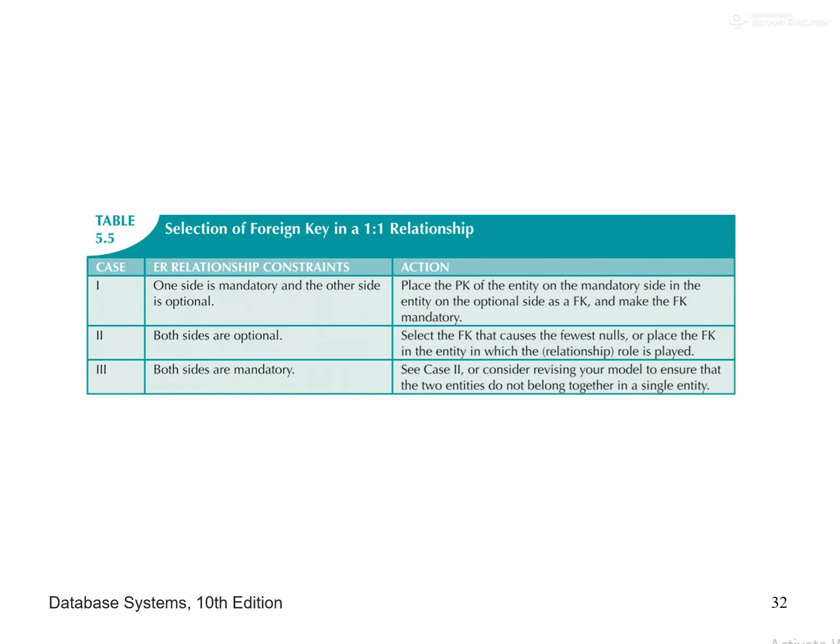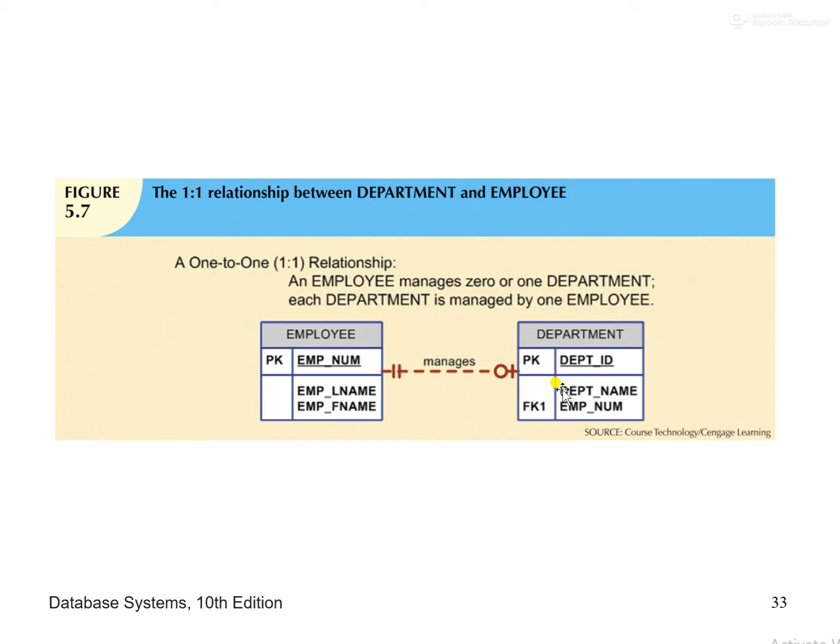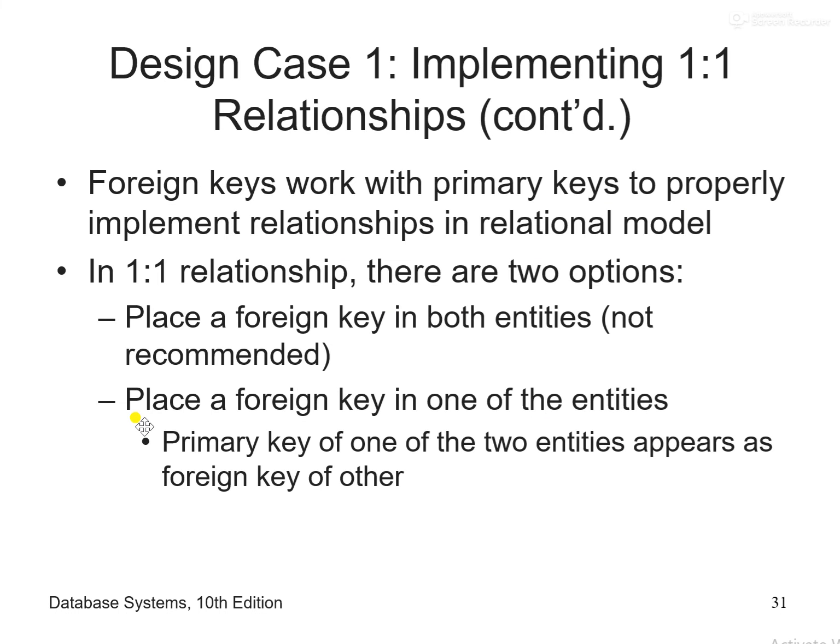Like here for example, we have employee and department, and employee and department are in a one-to-one relationship with each other. So the first option is we can place department ID as a foreign key in the employee table and employee num as a foreign key in the department table. But they said that this is not a recommended option. Why is it not recommended? Because it duplicates work and it could conflict with other existing relationships. So they said that it is not recommended to put each primary key in the other table as a foreign key.